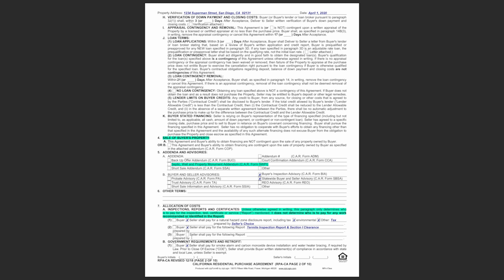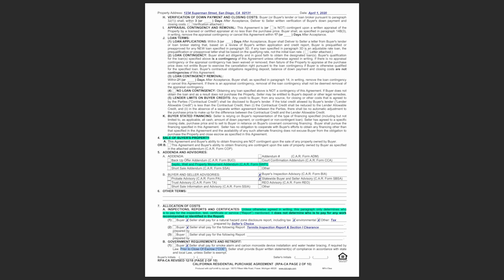All right. Now we're going to move on to government requirements and any retrofitting that needs to be done to the home. It is most common for you to check the box that states that the seller is going to pay for the smoke alarm and the carbon monoxide devices, and that those are going to be installed to the property prior to the close of escrow. Same thing with water heater bracing if it's required by law, which is typical in the state of California. Now, it says here, and I've stated that it's supposed to be done prior to the close of escrow, which is correct.